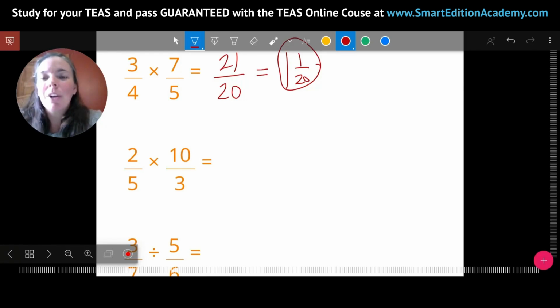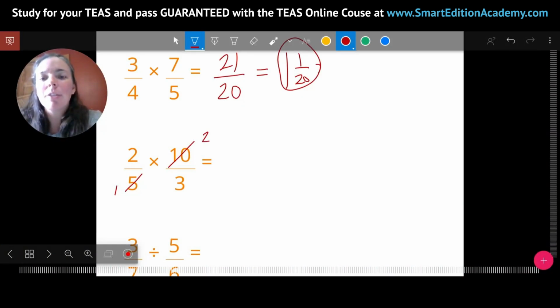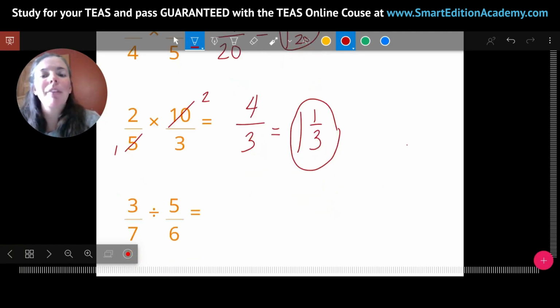I like to do what's called cross-canceling, and if I notice that some number on the top and the bottom share a factor, so 10 and 5, I can divide each of these by 5. I can actually simplify beforehand. So that's all the factors that are shared. So when I do 2 times 2 on top, I get 4. 1 times 3 on the bottom would be 3. This is the same thing as 1 and 1/3. Okay, so if you had just multiplied across the top and the bottom, you would get here as well, but you just have to do simplifying after you multiply. Cross-canceling is cool because you can simplify first.